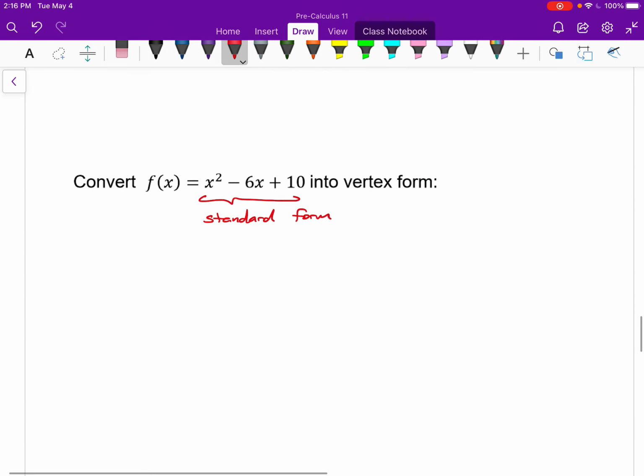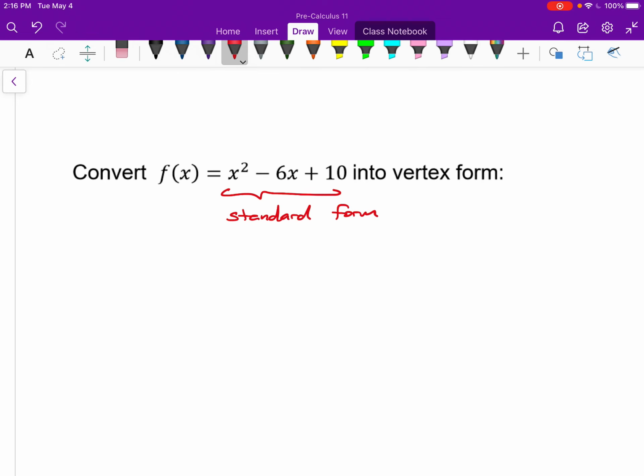Well, this is really the new part. So I'll show you here. But the process I'm about to go through is something called completing the square, which is really what the next couple lessons are about. So this is really kind of an intro to that. So the idea is this.